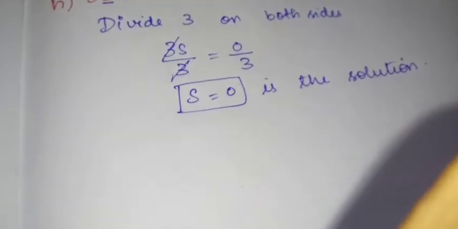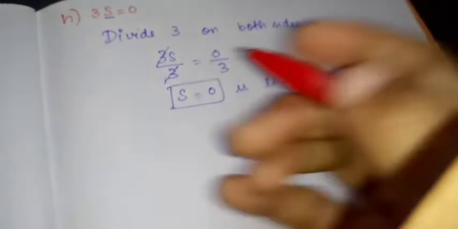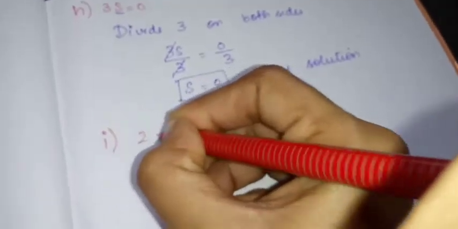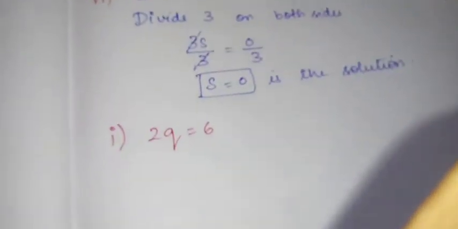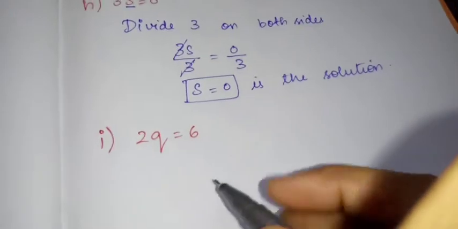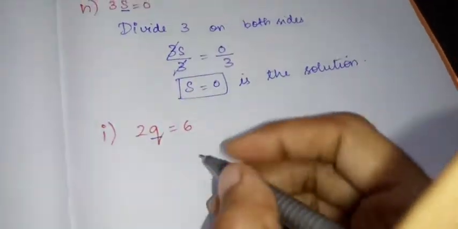Okay. S is equal to 0 is the solution. Next problem is what? 2q is equal to 6. So what should you do? You should find the value of q.